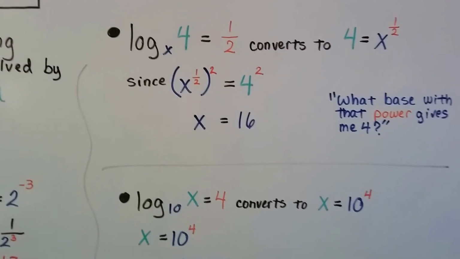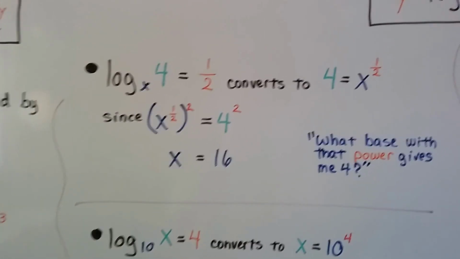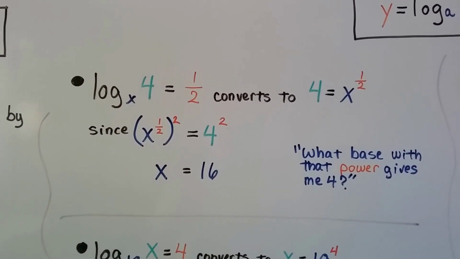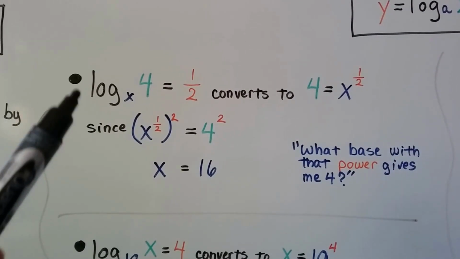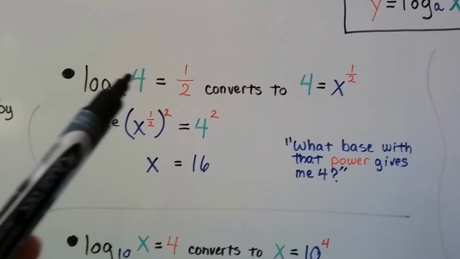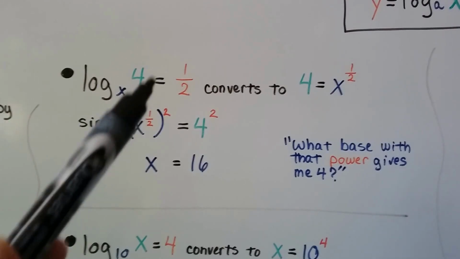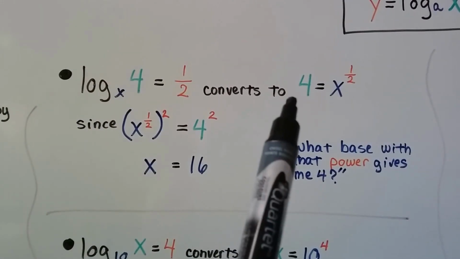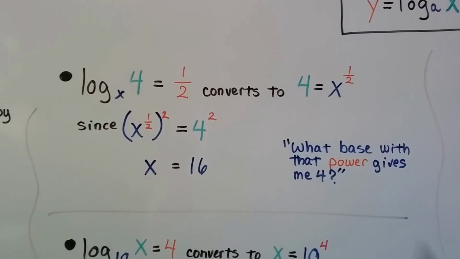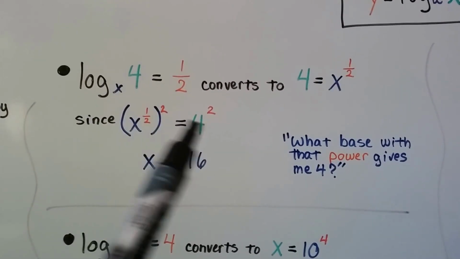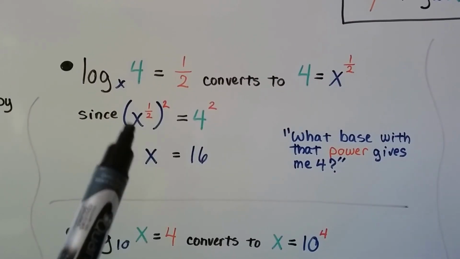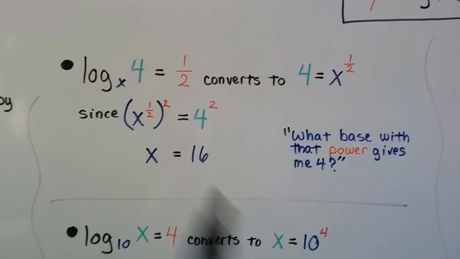Take a look at this one. We're going to ask what base with that power gives me a 4. Because we've got log base x of 4. So now we need to find the base. And it equals a half. And it converts to 4 equals x to the half power. Well, we could square both sides. That's going to give us x equals 16.